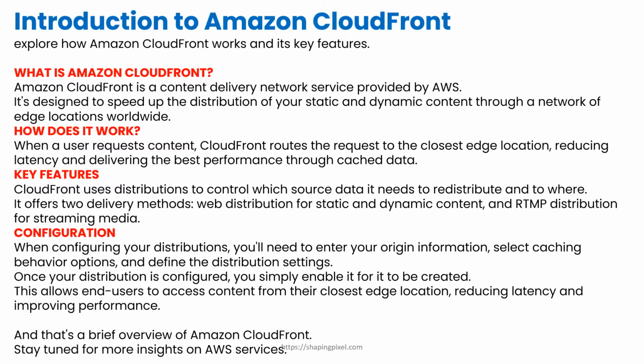It offers two delivery methods: web distribution for static and dynamic content, and RTMP distribution for streaming media. So when configuring your distributions, you will need to enter your origin information, select caching behavior options, and define the distribution settings. Once your distribution is configured, you simply enable it for it to be created. These allow end users to access content from their closest edge location, reducing latency and improving performance.